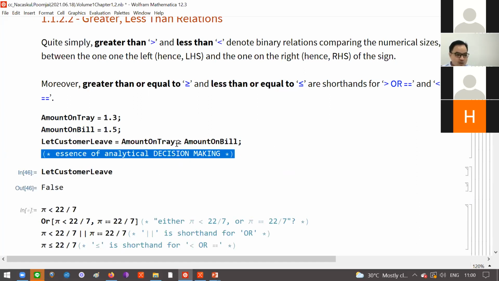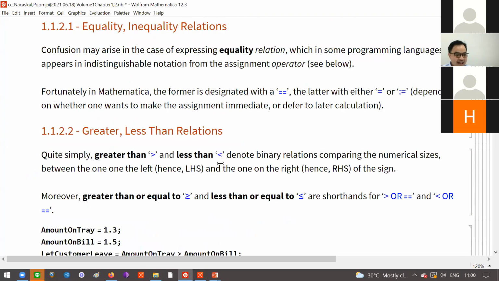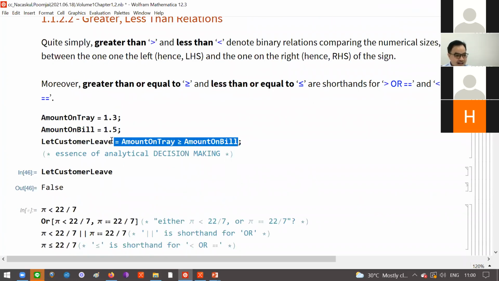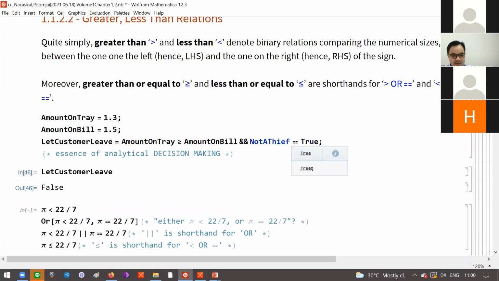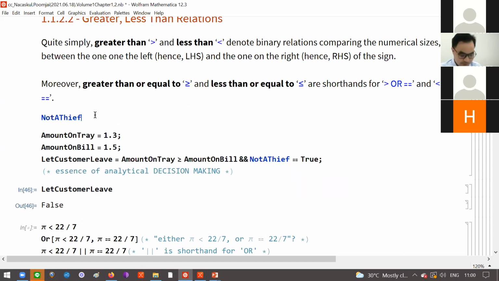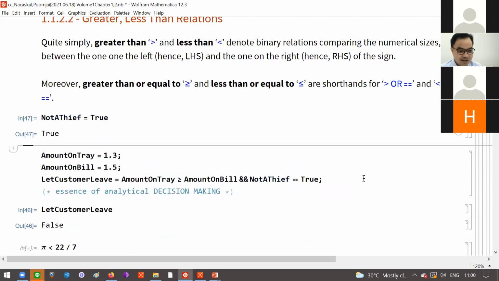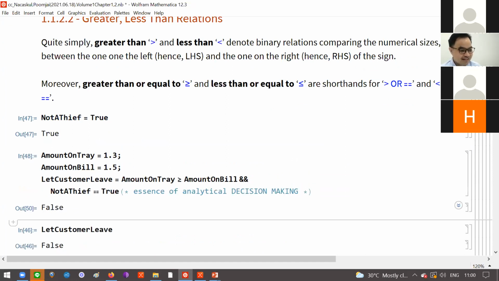And another essence is the and, right? So you can say something like this and not thief is equal to true, right? So the person actually paid for the amount that's on the bill, but probably stole something else from the customer. You don't let the person leave. So if not a thief is true, then you can do this.